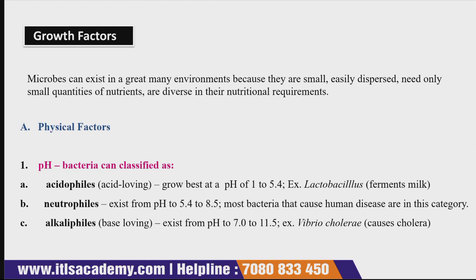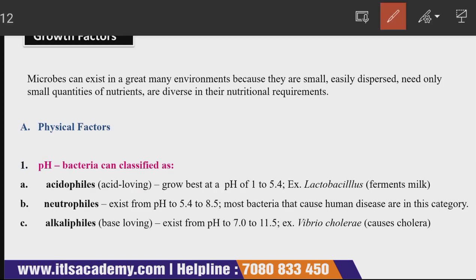So acidophiles are acid loving, that is, they grow best at a pH of 1 to 5.4, for example Lactobacillus. Then come the neutrophiles that exist from a pH of 5.4 to 8.5, most bacteria that cause human diseases. And last are the alkaliphiles, that is, base loving bacteria, with a pH range from 7 to 11.5, for example Vibrio cholerae. So under the heading of pH, bacteria can be classified into three categories.